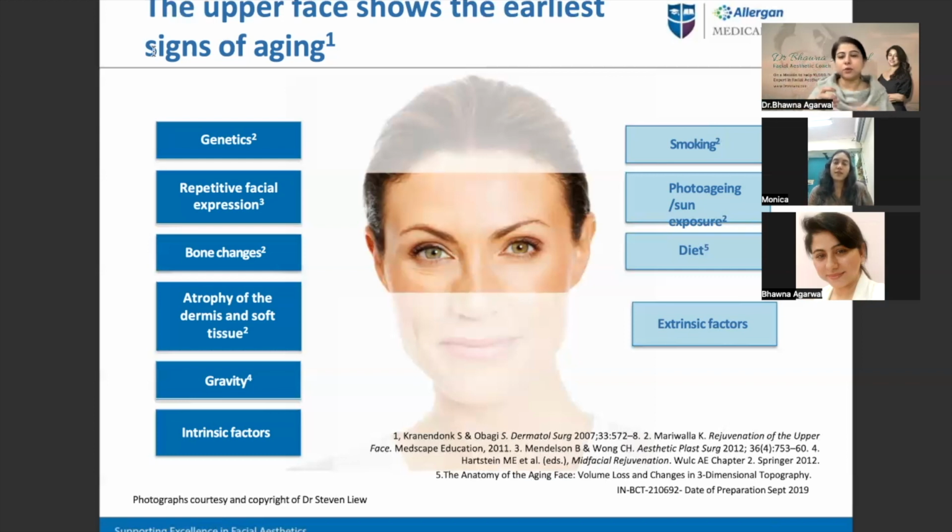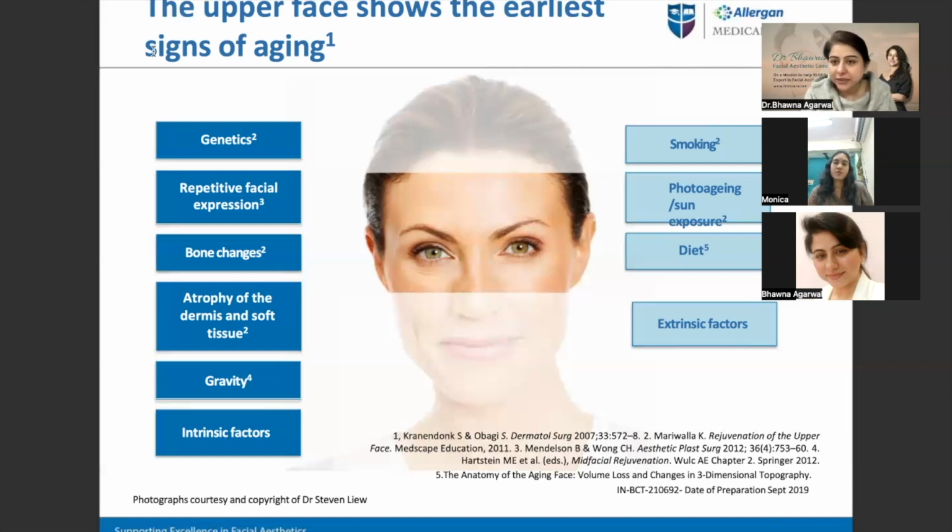So the bone changes will be in the form of under eye hollowness. It will be in the form of sagging, because the bone anchors the ligaments, and since the bone resorption is there, the ligaments get loose, and then it leads to sagging. So all these bone changes. Then atrophy of the dermis and soft tissues. Now we all know that with aging, the thickness of the skin starts reducing. The skin starts becoming thin as we age. So this implies that there is atrophy of the dermis and the soft tissues, the layers of the skin.